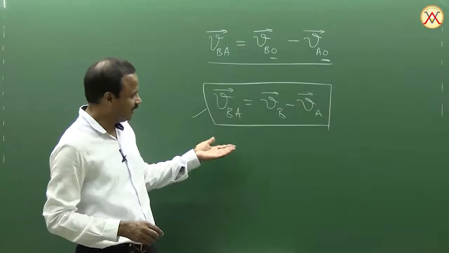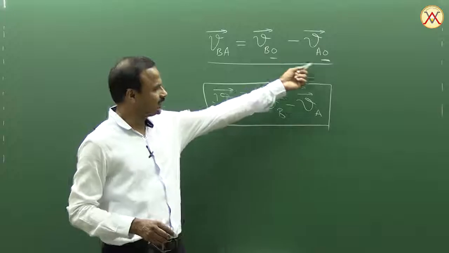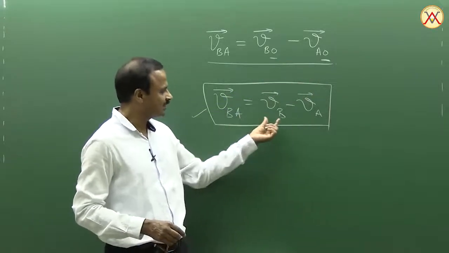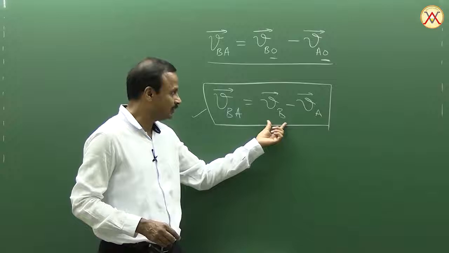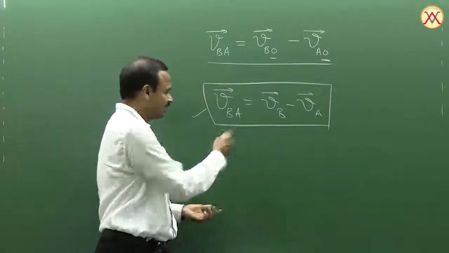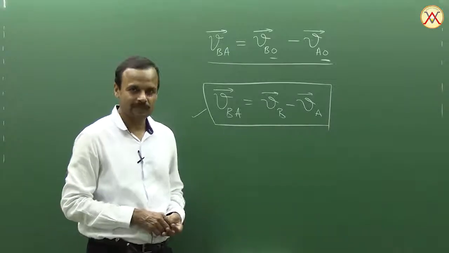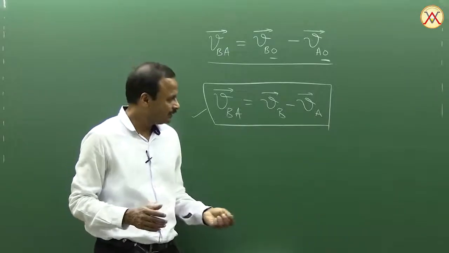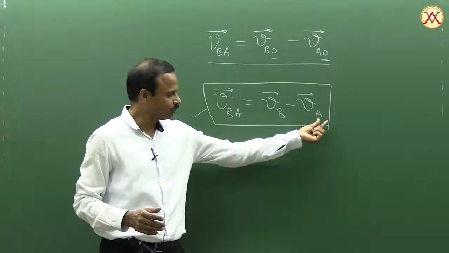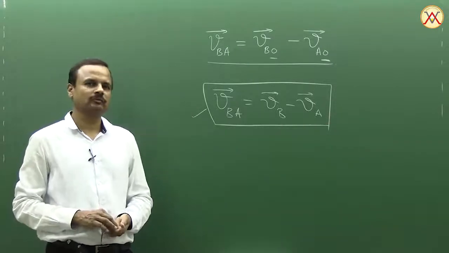Similarly and accordingly, even in this expression, if O was our ground frame of reference, then we don't have to mention O. We can simply write V_BO as V_B and V_AO as V_A, and we can get the relative velocity V_BA as V_B minus V_A. So that shortens our writing here. We don't have to write an extra letter because the ground frame is our default frame of reference.